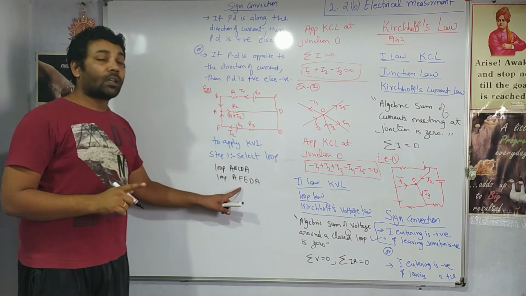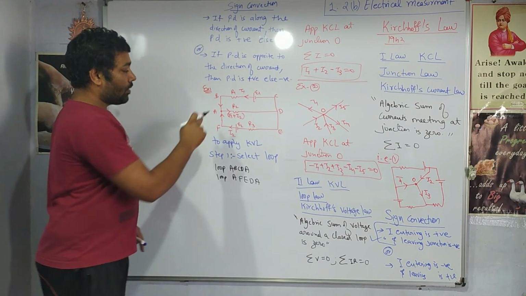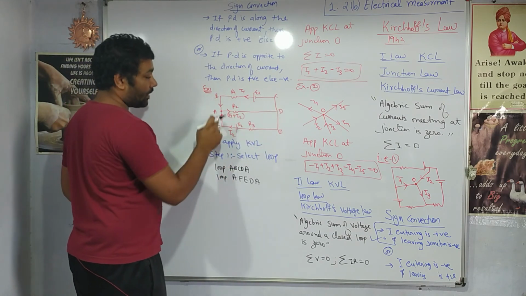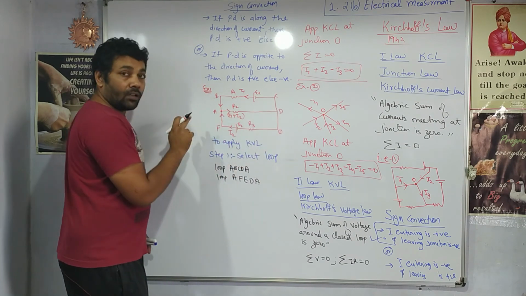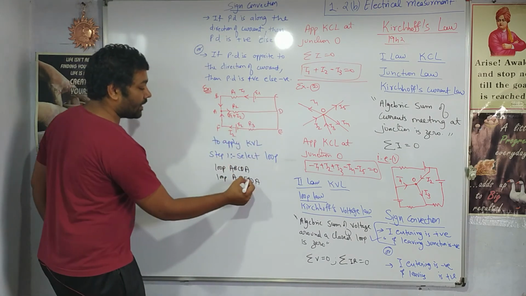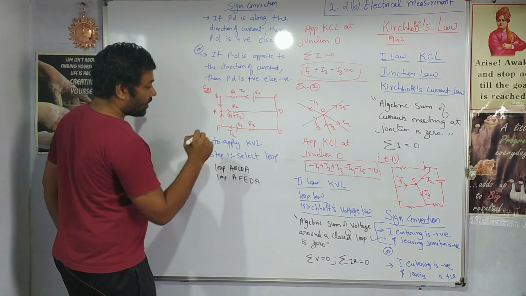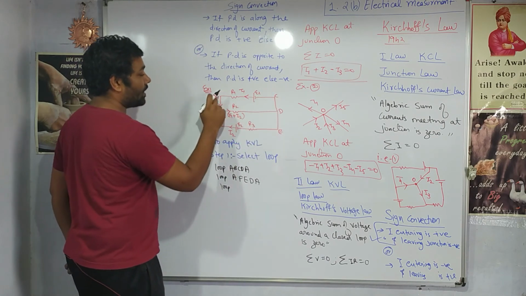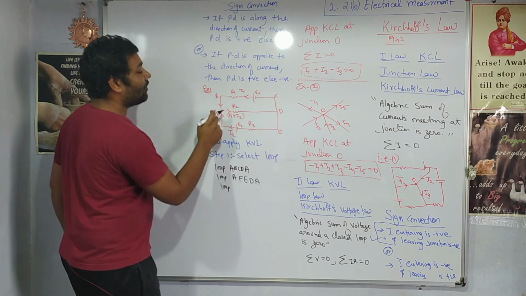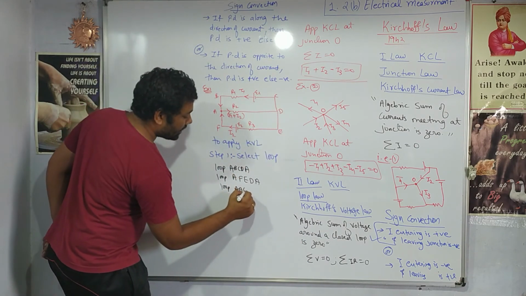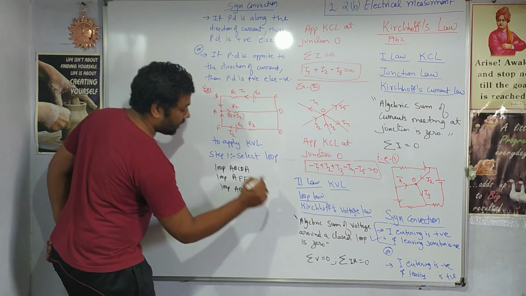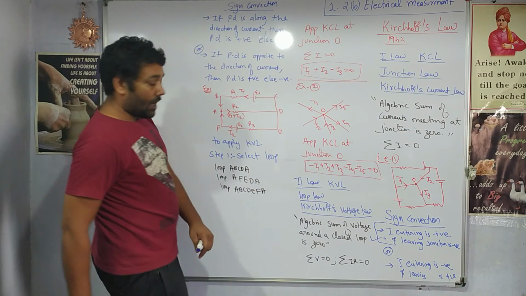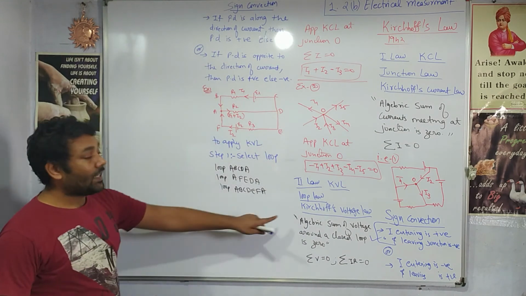But this order you have to keep in mind, right? You have taken order A, B, C, D, A. Here you have taken order A, F, E, D, A. So this order must be clear in your mind, what you have selected. Then the third loop, the complete loop, will be A, B, C, D, E, F, A. So I have to select a loop. For all the 3 loops, we'll apply this KVL.